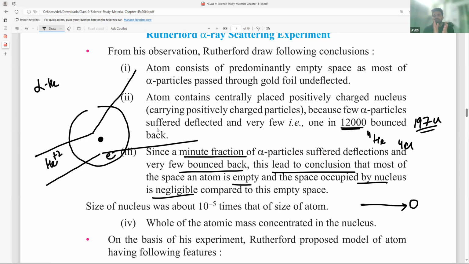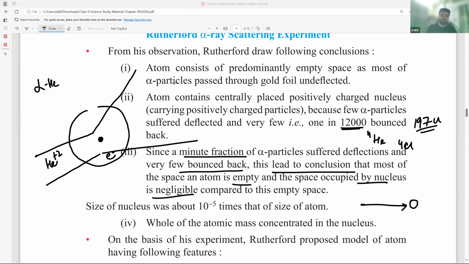Similar things happen when the alpha particles are moving and striking the nucleus, they are rebounding back. This means there is something hard and dense present in the nucleus through which even the alpha particle cannot penetrate. You understood? So these are the conclusions: the whole mass of the atom is concentrated in the nucleus.